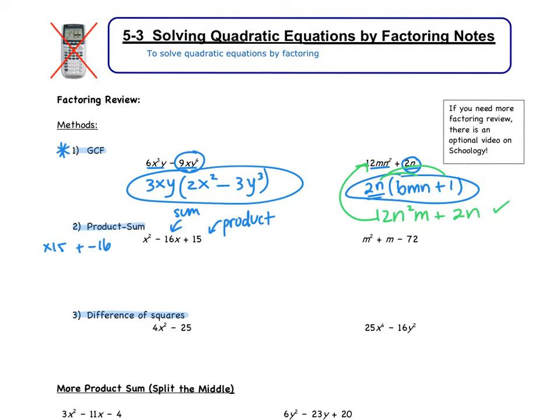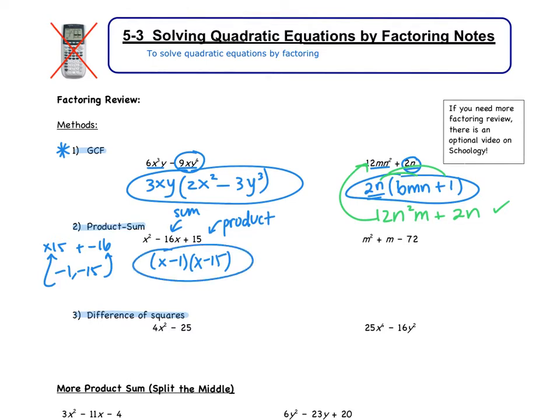Now, you may be able to do that in your head, maybe not, so let's think of some numbers that multiply to 15. Well, I have 1 and 15, which is close. Negative 1 and negative 15 will give me that sum of negative 16. So I'm going to do negative 1 and negative 15. Again, those multiply to 15 and add to negative 16. So then my answer will be x minus 1, x minus 15. And that's it.